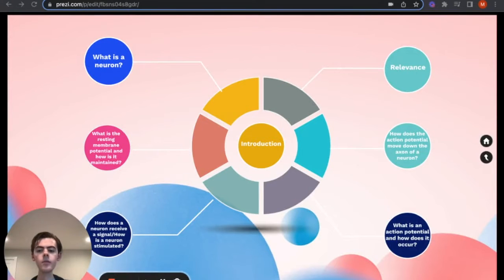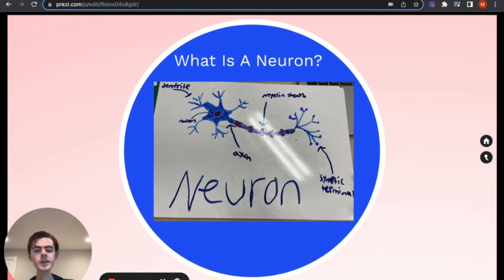All right, so let's start off with what is a neuron? Neurons can be found throughout the entire human body. Many scientists classify neurons as information messengers, which transfer information throughout the body. This includes the information transfer of all seven senses. They transfer this information through electrical and chemical signals.